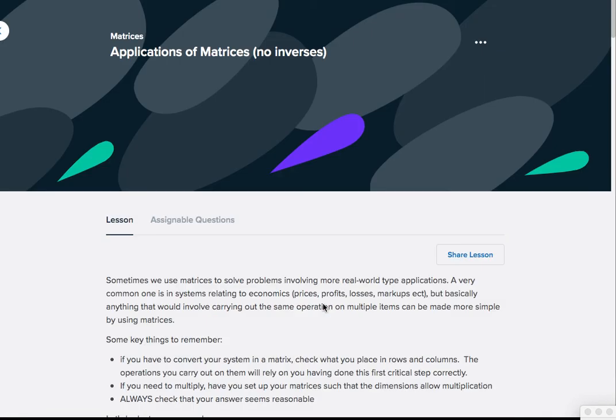Okay, so that is applications of matrices. You can go to the module now and have a go at applications of matrices. Good luck.